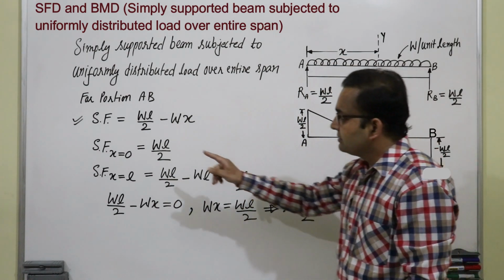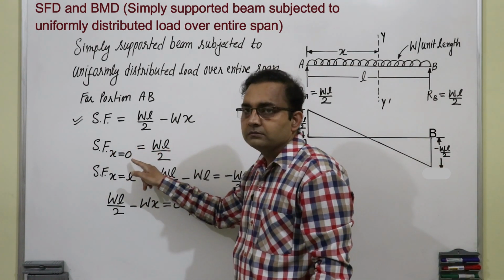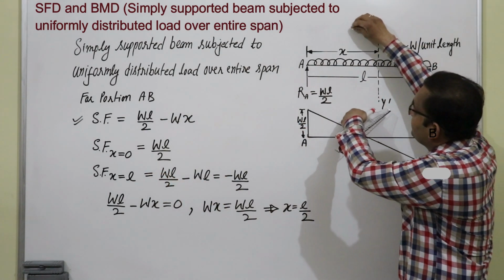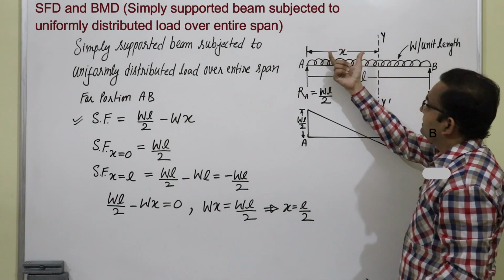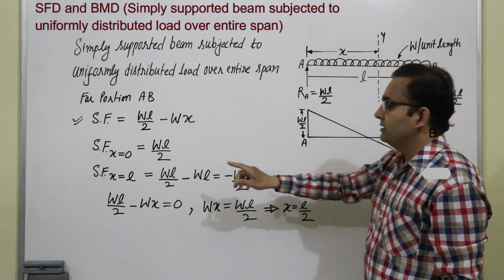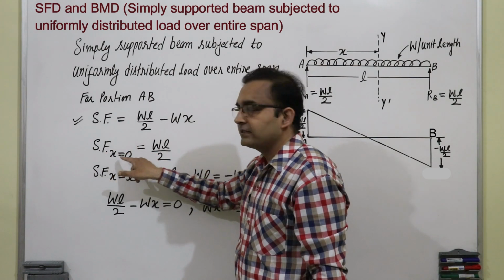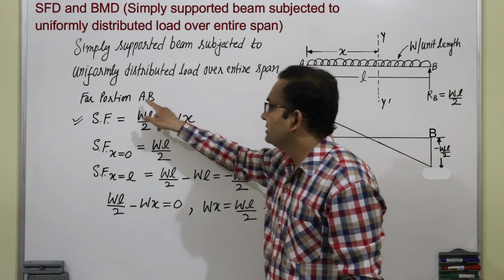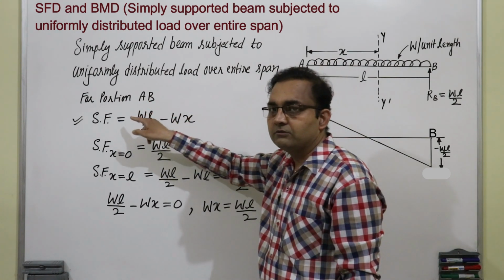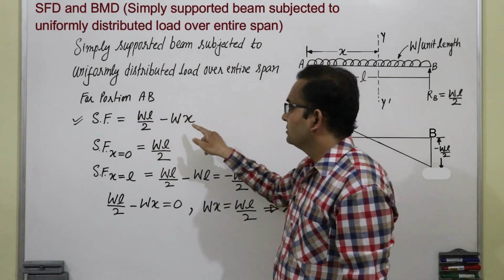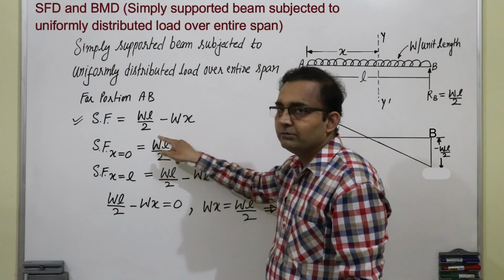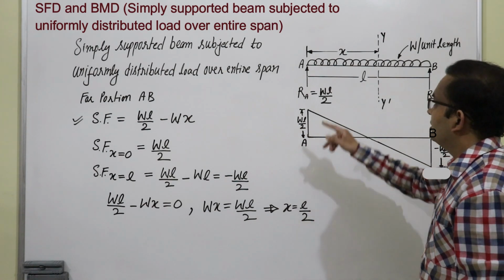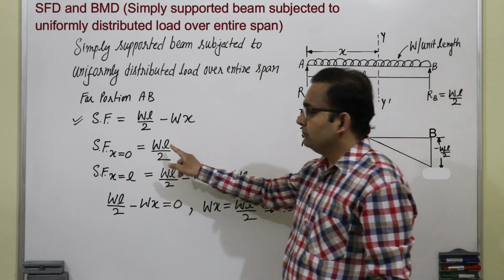First, we will calculate shear force at x equal to 0. We will slide this section to this side. So, what will happen? X will reduce and we have to calculate shear force at x equal to 0. So, we will keep x equal to 0 in this equation because this is the general equation of shear force. So, we will get this value WL by 2. So, shear force at x equal to 0 or point A is WL by 2.